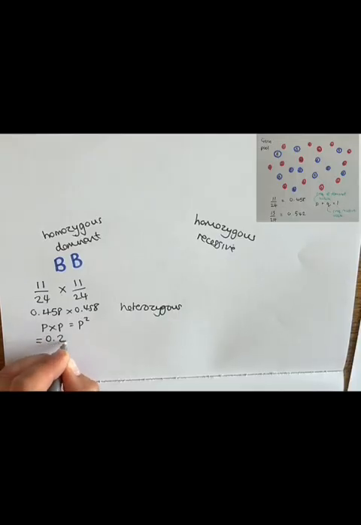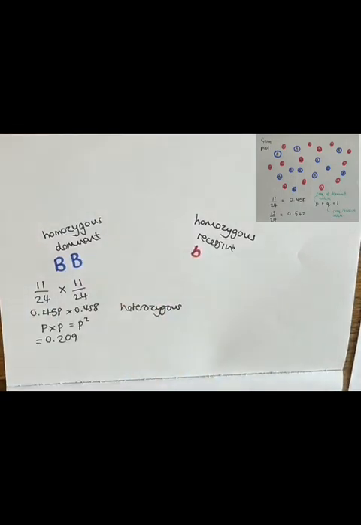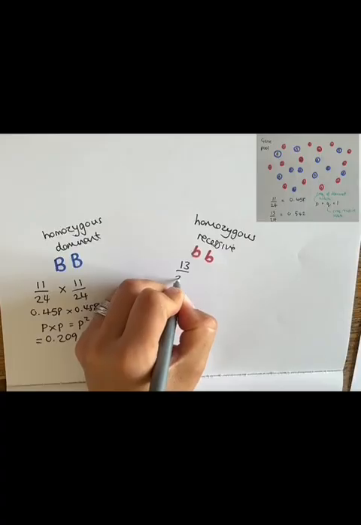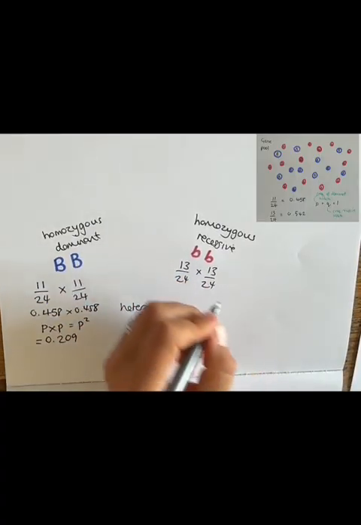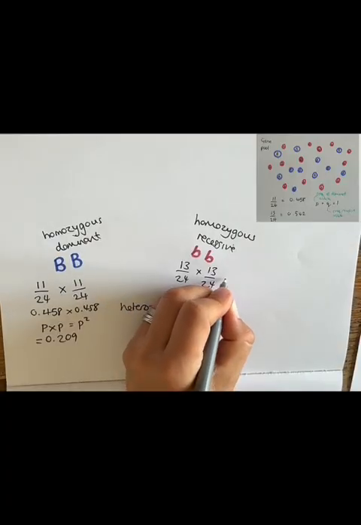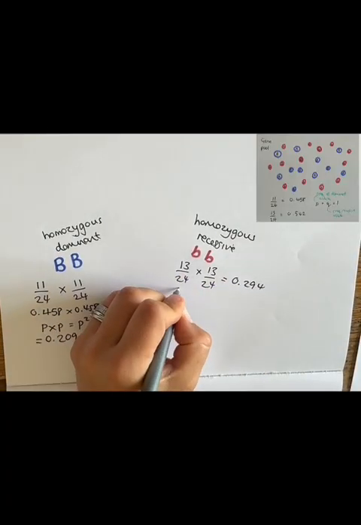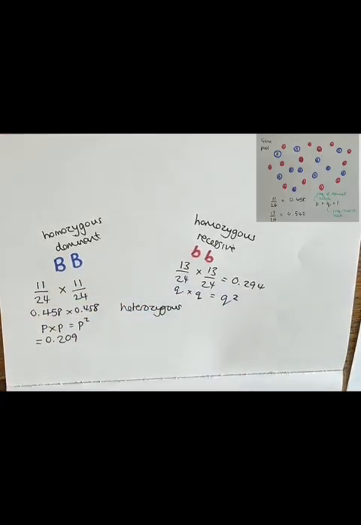and the value we get by doing this calculation is 0.209. On the other side, if we think about selecting homozygous recessive individuals, we need to select the recessive allele followed by another recessive allele. And we've already worked out that that would be 13 out of 24 multiplied by 13 out of 24, which we know the values of, and we can calculate to be 0.294. As we've selected q times q, that is equivalent to q squared.